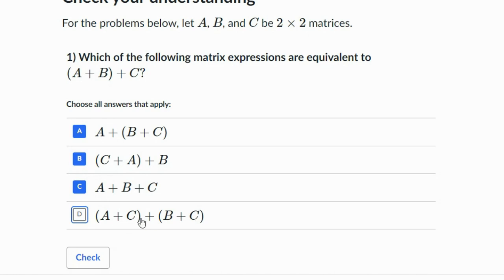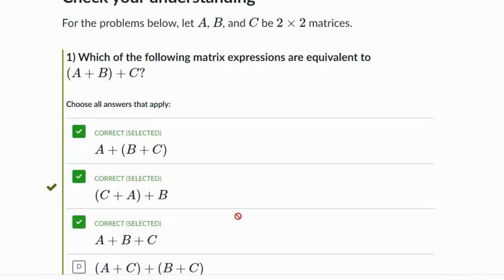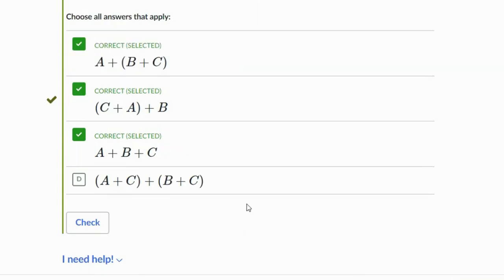But this adds the 6 twice. This adds C twice. So it can't be D because that doubles the C. A plus C plus B plus C. We've already got C added in there. So that's adding C twice. Yes, it's just A, B, and C.